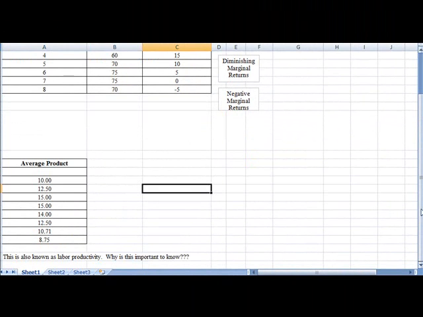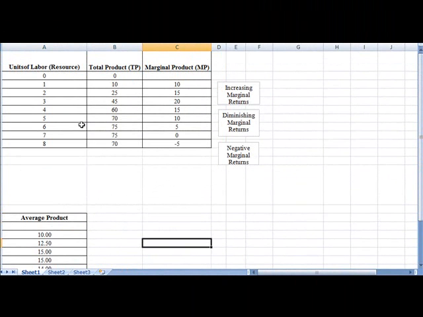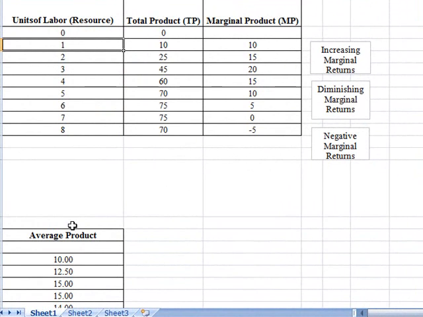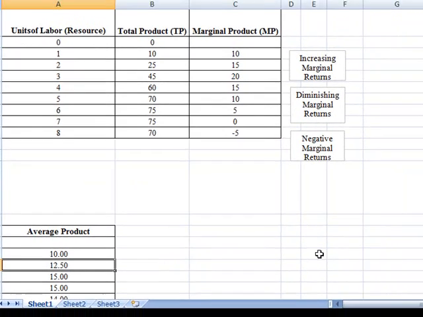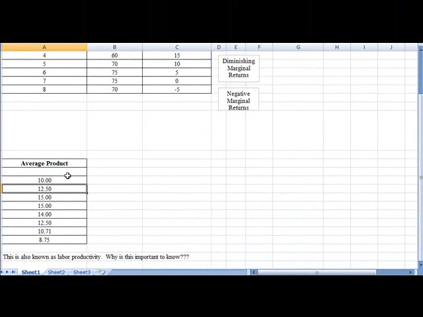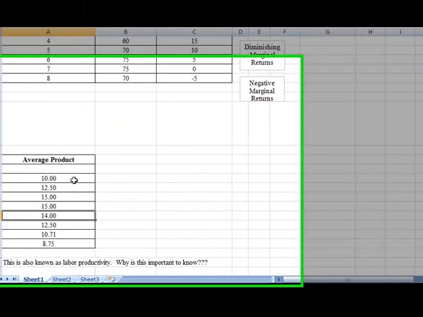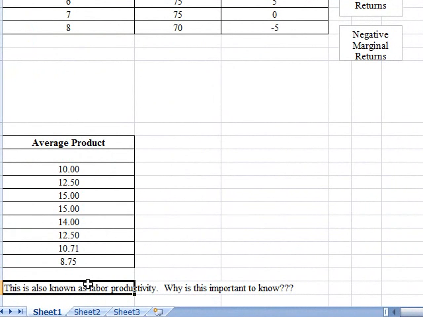Now, if I wanted to know on average how much each additional person is adding, I would take that 10 and divide it by the labor. What I come up with is something known as average product. This tells me how productive each individual worker is. This is important because it tells me how productive I am being as a society.